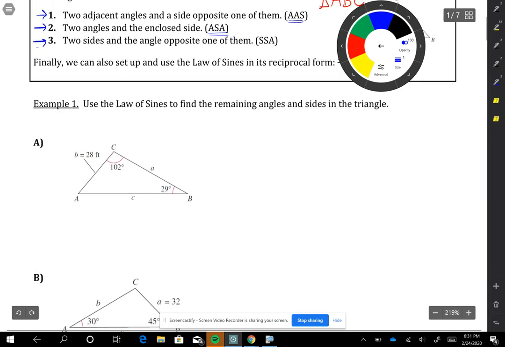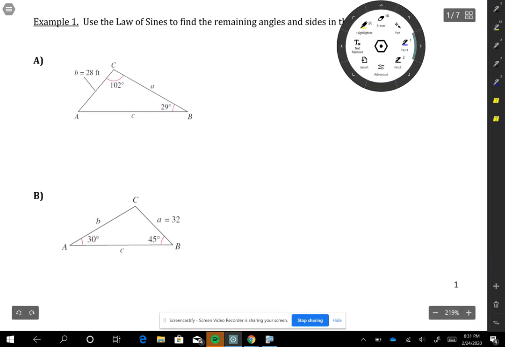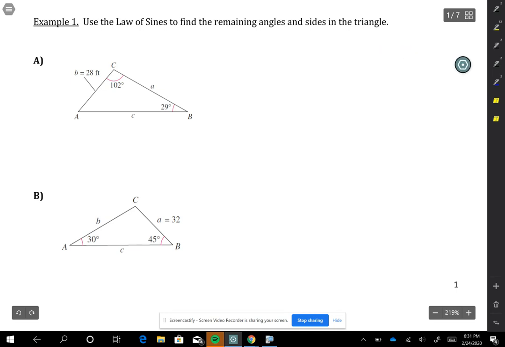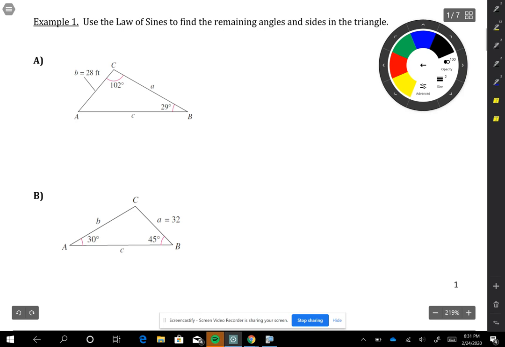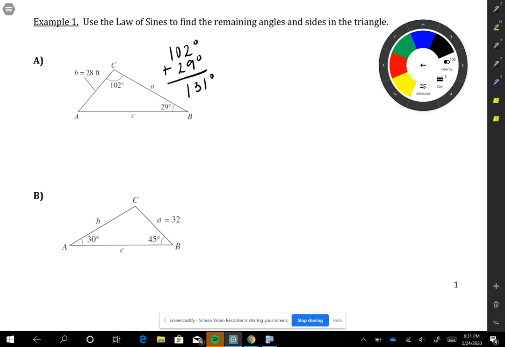All right, let's get to a couple examples. Use the law of sines to find the remaining angles and sides in the triangle. The first thing I'm going to do is, I do not really need to use the law of sines to find the measure of angle A because I know that angle C measures 102 degrees and angle B measures 29 degrees. So 102 degrees plus 29 degrees gives us 131 degrees. If I subtract that from 180, I see that my remaining angle here, angle A, should be 49 degrees.